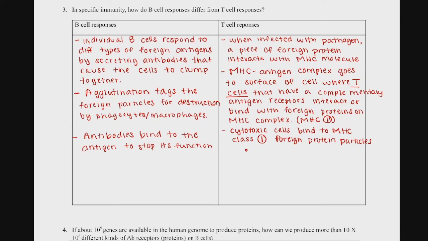And then as a note, what cytotoxic T cells do is kill the infected cell. T cells respond by dividing and producing activated helper T cells and memory T cells.